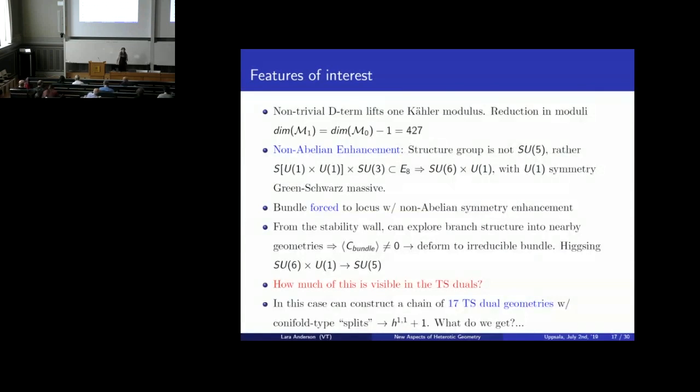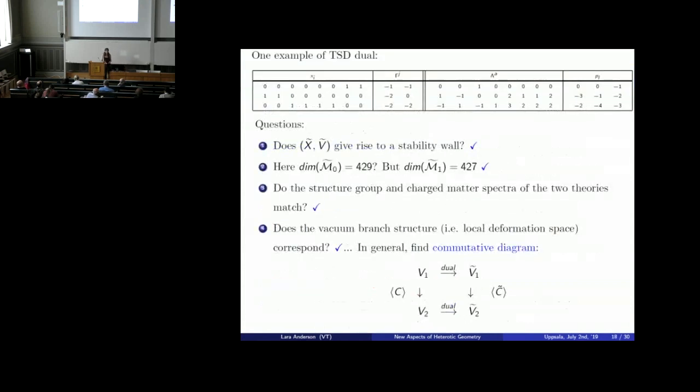So you can ask how much of this could be visible in the target space duals. I've engineered an example with a lot of structure. Now I want to say what can happen to it across this correspondence. In this particular case, you can construct a chain of 17 target space dual geometries. All of the base manifolds, the Calabi-Yaus, are actually going to increase h11 by 1. So what do we get in one of these cases? One example of a target space dual is the following.